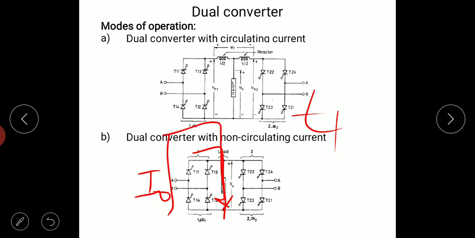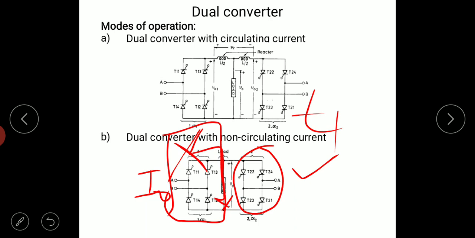firstly, we will have to commutate the SCRs in converter 1. Once these SCRs get commutated, then we will trigger our SCRs in converter 2. Remember that both converters should not conduct in parallel. So unless the first converter commutates, the second converter cannot be triggered. So there is a gap required in between.